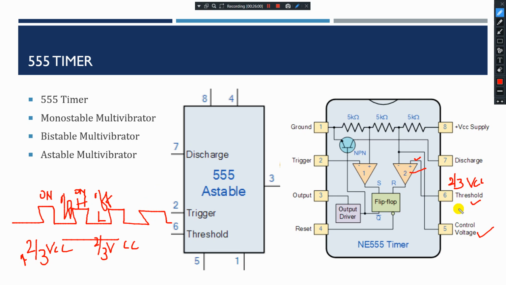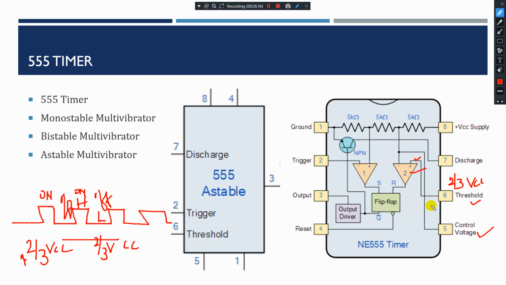So I'll repeat it once again. This pin is used to reset the flip-flop. That is the second flip-flop. And when will this be reset? When it exceeds 2/3 of VCC, causing the output to switch from high to low.